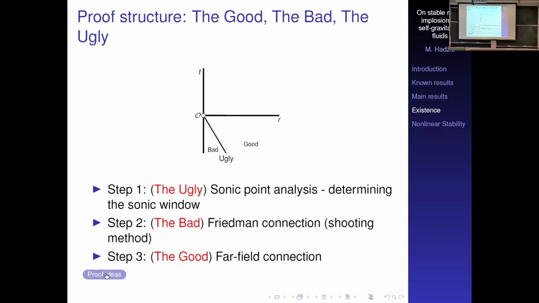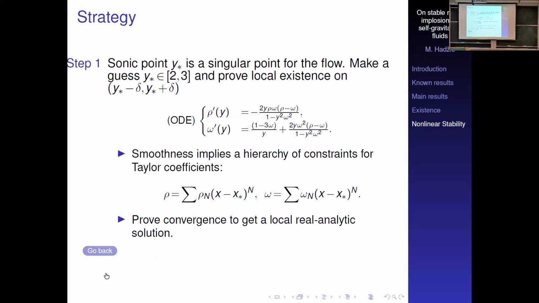So let me actually say a few things about that. Let me not keep it at this level of generality. So this is step 1. After some thinking and browsing the literature, the correct educated guess for where you should look for this sonic point turns out to be this interval between 2 and 3, okay? Trust me. Having done that, for any choice of this slope between 2 and 3, I can prove a local existence result a little bit to the left and a little bit to the right.